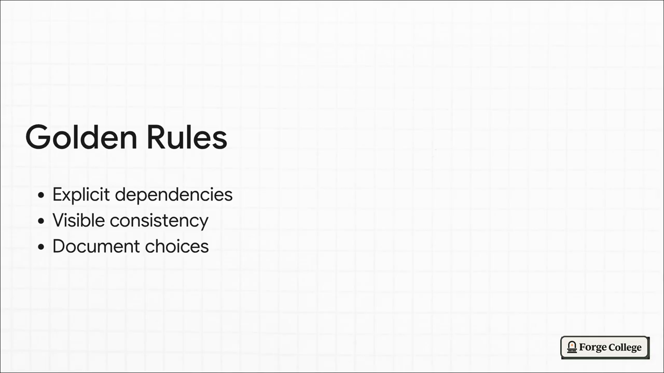Rule 2. Make data consistency visible. By using snapshot, restore, and explicit staged commits, your tests can effortlessly assert invariants. And Rule 3. Document your interoperability choices. Every single cross-contract boundary should have an explicit strategy. If you follow these 3 rules, your smart contracts will never play out of tune.